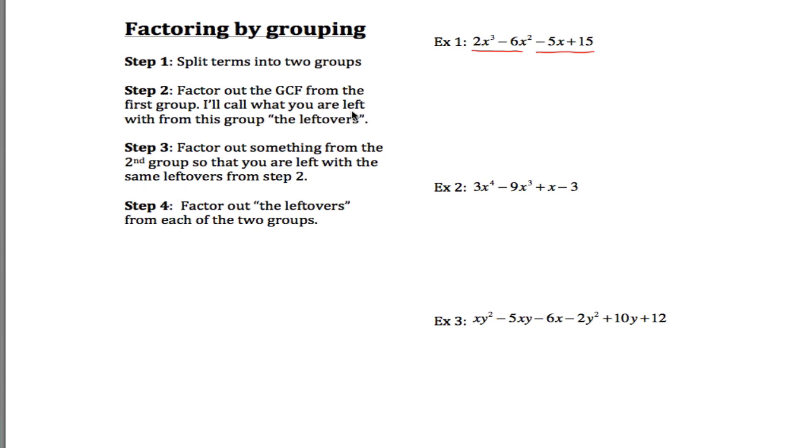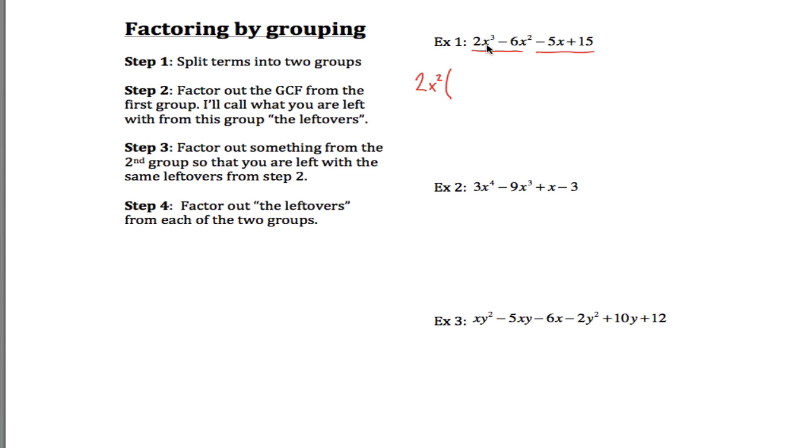Step 2 says look at your first group, this 2x cubed minus 6x squared, and factor out the greatest common factor from it. What I mean by that is look at 2x cubed minus 6x squared and look for the largest thing that those two have in common. What is its greatest common factor? In this case, it's 2x squared.